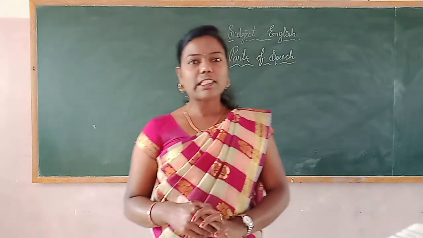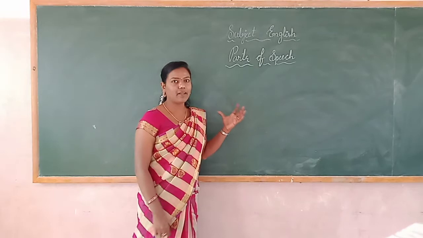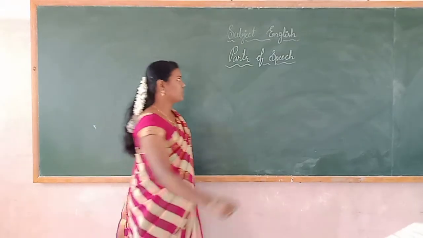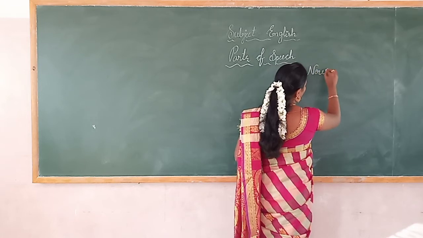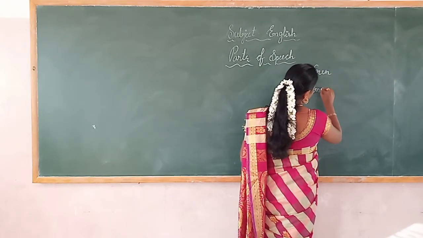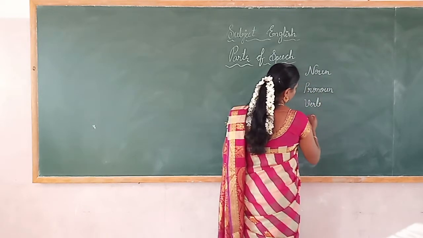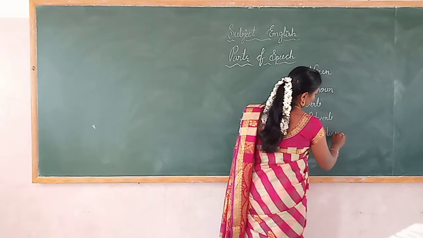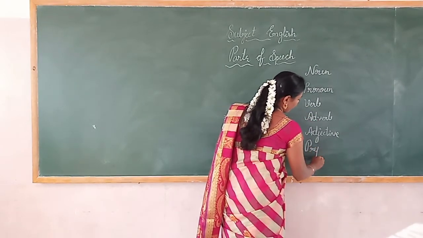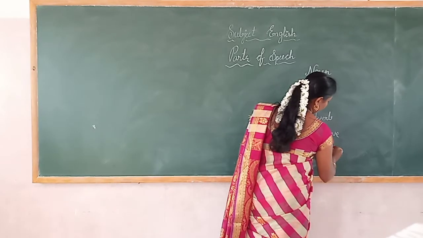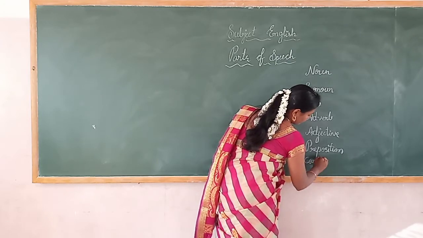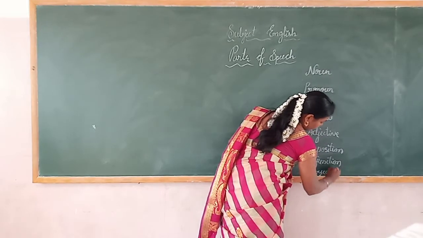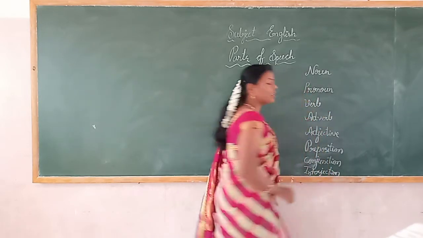Dear student, in previous class we have discussed the English grammar content, the parts of speech. How many parts of speech are there? Yes, there are 8 parts of speech in English grammar. Which are they? First one, noun. Second one, pronoun, verb, adverb, adjective, preposition, conjunction, interjection. So there are 8 parts of speech in English grammar.